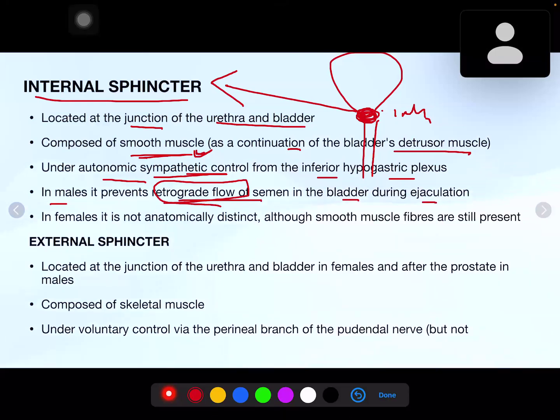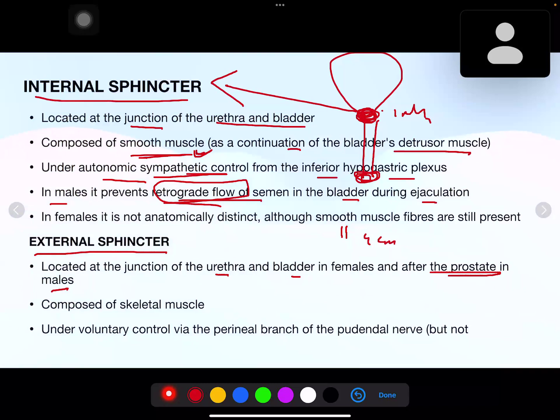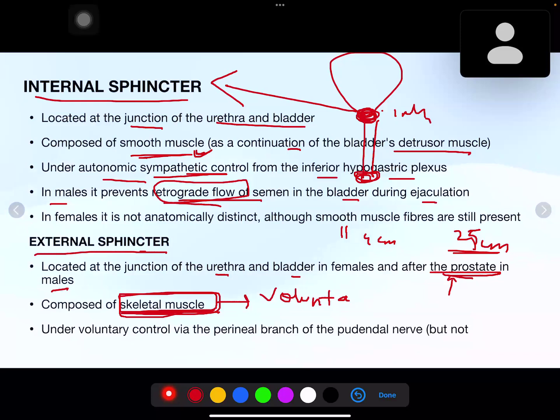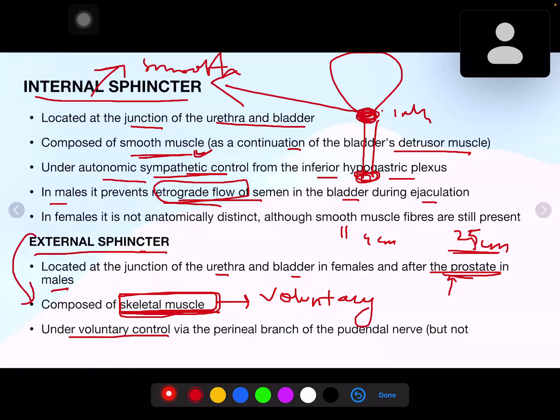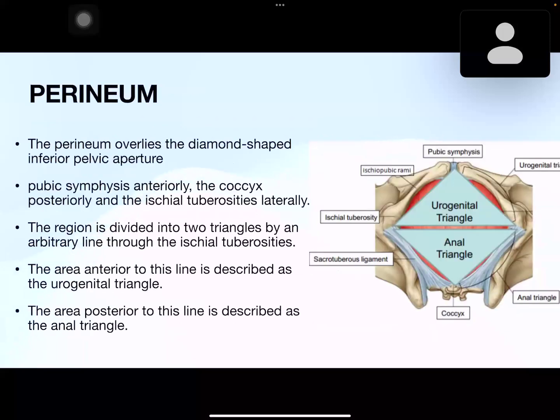Okay, so in females it is not anatomically distinct. Now the external sphincter is lying here. It is located at the junction of the urethra and bladder in females and after the prostate in males. In females the urethra is a very small structure, just 4 centimeters, and in males it is 25 centimeters, so it's a very big part. So it is located after the prostate in males and composed of skeletal muscle. Wherever skeletal muscle is mentioned, it would be voluntary control; you can control its action. The internal sphincter is smooth muscle, so it is involuntary. You cannot control the internal sphincter, but you can control the external sphincter. It is under voluntary control via the perineal branch of the pudendal nerve. Okay, so this was about the internal and external sphincters.